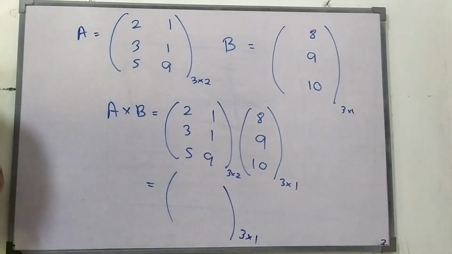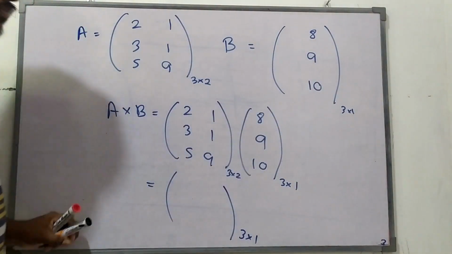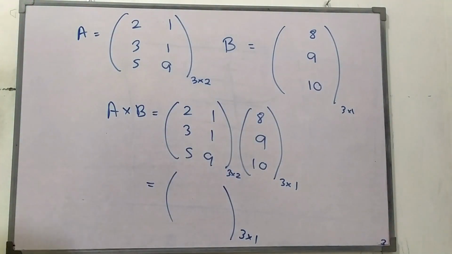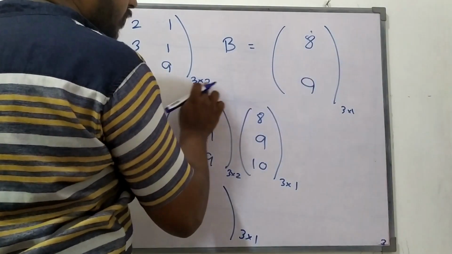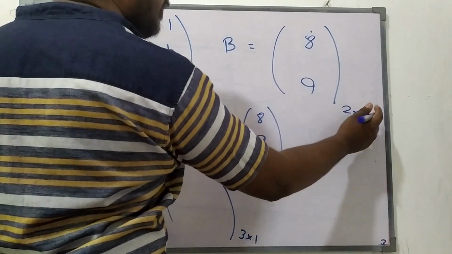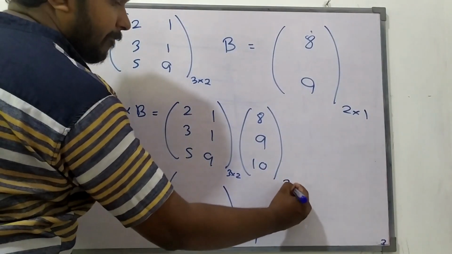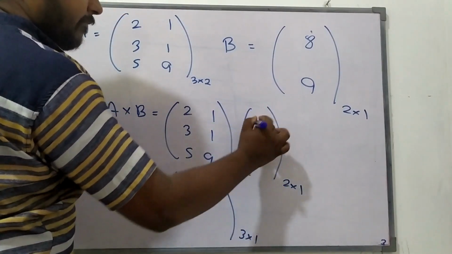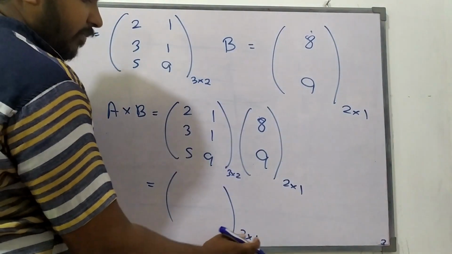I'm sorry. So this should be, sorry, this is 8, 9, no, A is 3 by 2 and B is 2 by 1. It's 2 by 1. So therefore your answer will be 3 by 1.